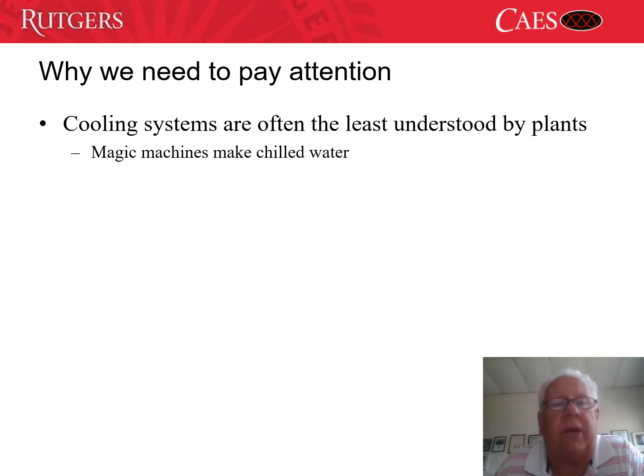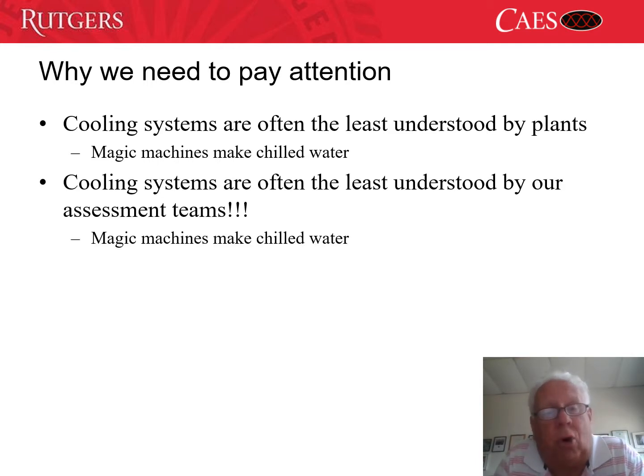Okay, so let's be very honest about this. The reason we need to pay attention to industrial cooling is that cooling systems are often the least understood, how they work and how they're operating, by plants. Often I have this feeling they believe they're magic machines, very expensive magic machines that make chilled water. Well, let me go one step further. Cooling systems are often the least understood by assessment teams visiting factories, who also seem to think that magic machines make chilled water by some sort of process we don't fully understand.